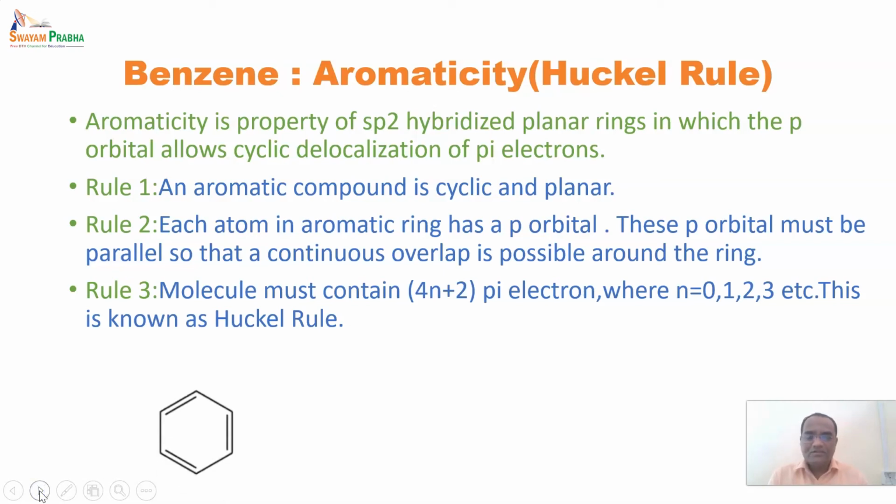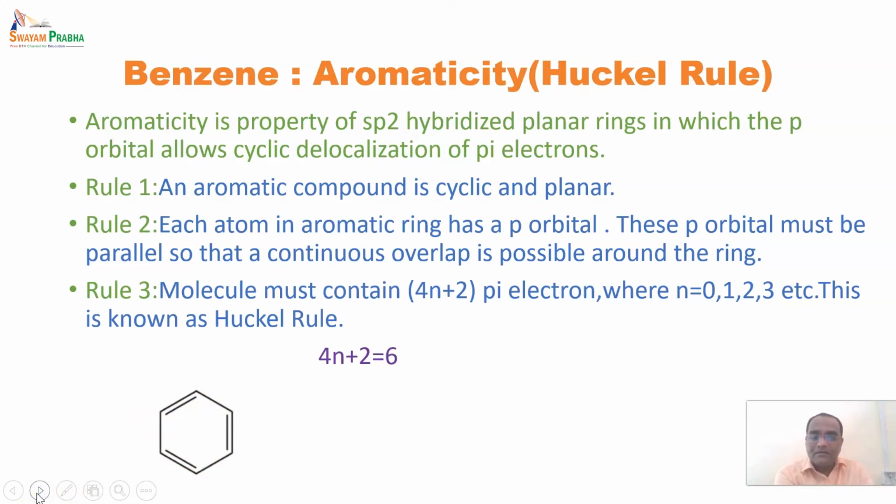If we consider the structure of benzene, the first rule is that the compound should be cyclic. So here you can see that the compound is cyclic in nature and planar. Earlier we also discussed what planar means: all the carbons are sp2 hybridized, so they are all in one plane, and that is why it is said to be planar.